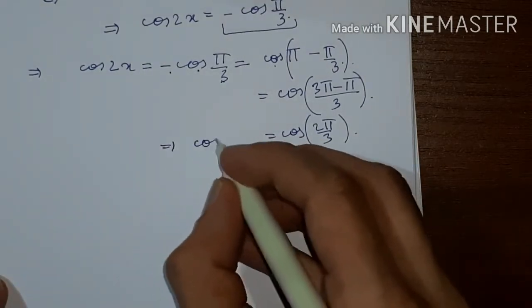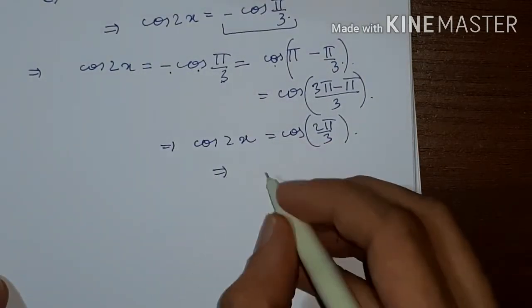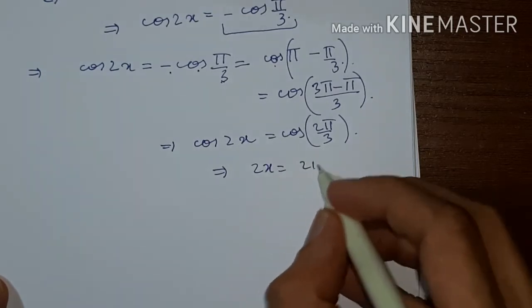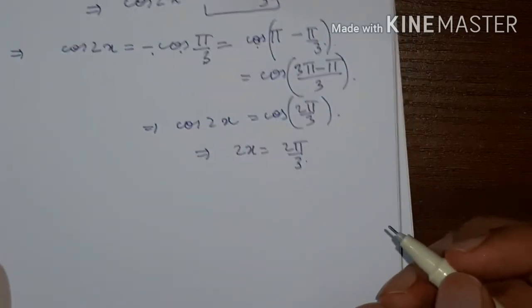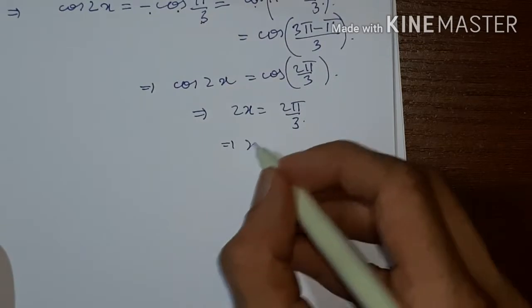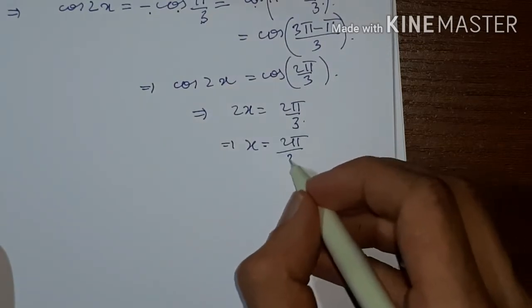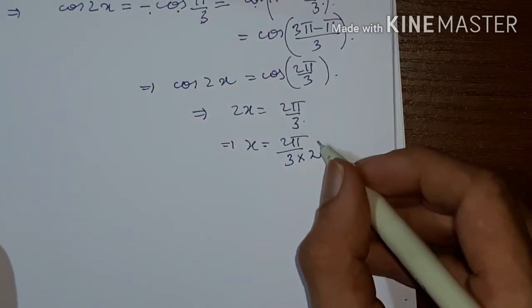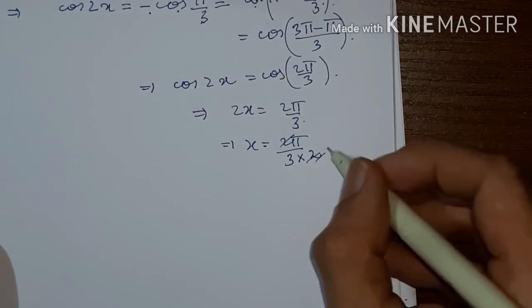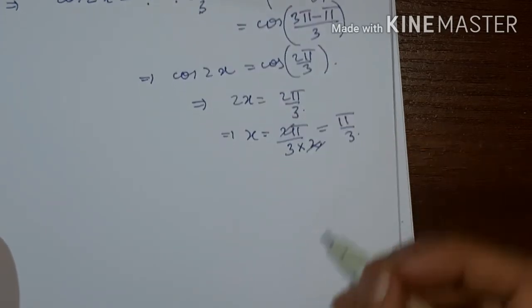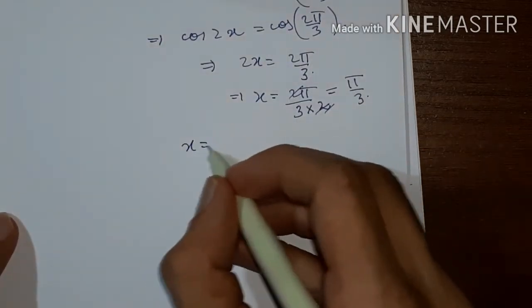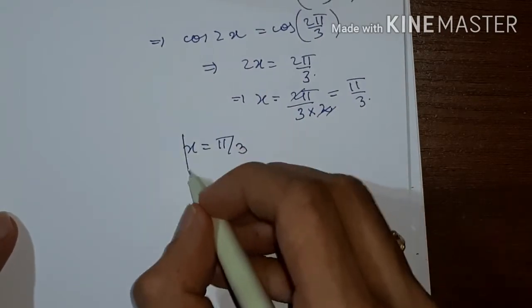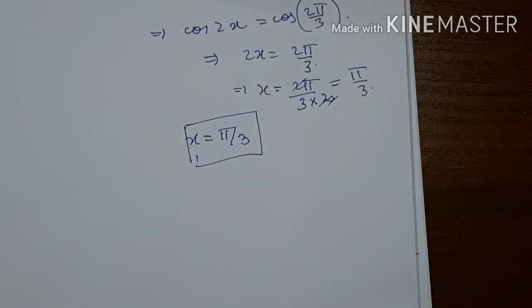So what you have is cos 2x is equal to cos of 2 pi by 3, so that means 2x is equal to 2 pi by 3, right? So that means x is equal to 2 pi by 3 multiplied by 2. Okay, so 2 and 2 get cancelled, you will get pi by 3. So one of the critical points we have got, pi by 3.